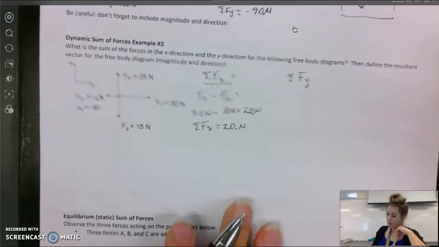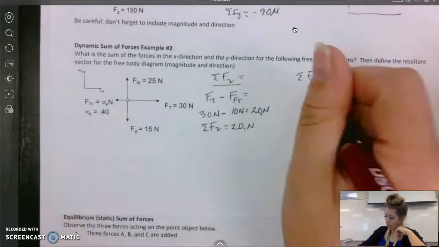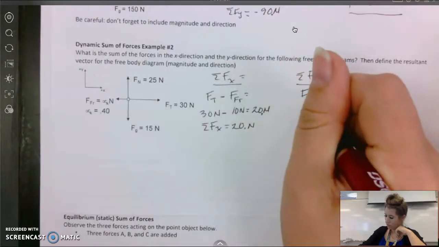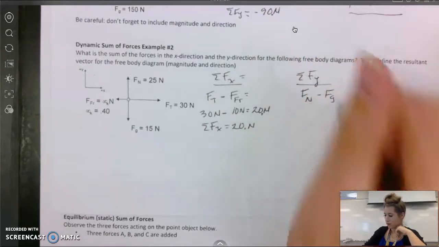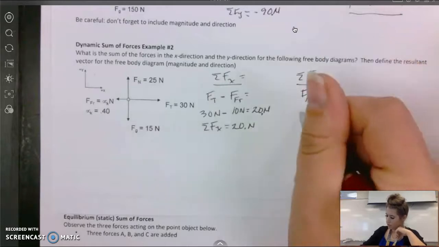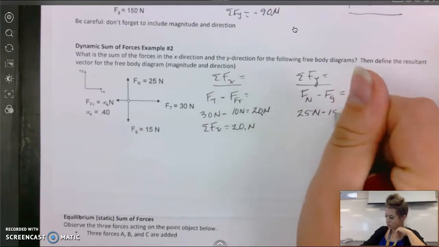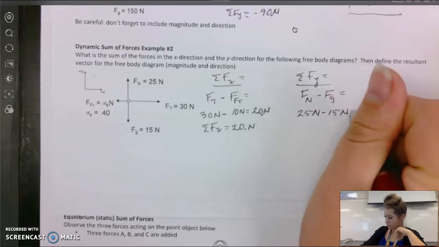Okay. Now in the y direction, we have a positive normal force minus our force due to gravity. Normal force is 25 newtons minus the force due to gravity, which is 15 newtons.